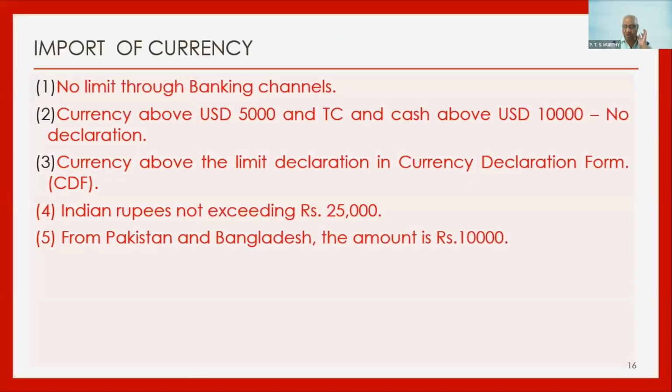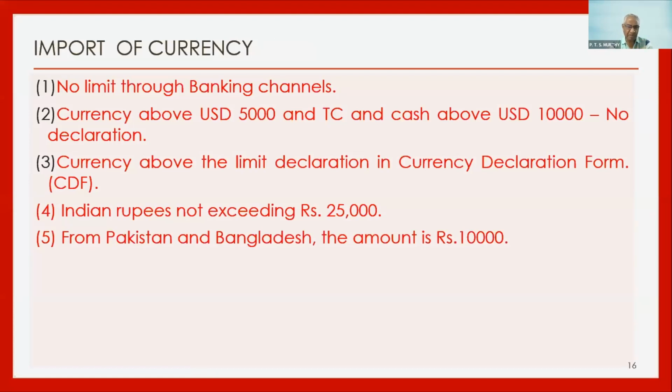One more important question which will be coming, which is a capital account transaction, is import of currency and export of currency. How much currency can we import into the country? How much currency can we export out of the country? And how much Indian rupees, how much foreign currency? These are the stipulations for import of currency.